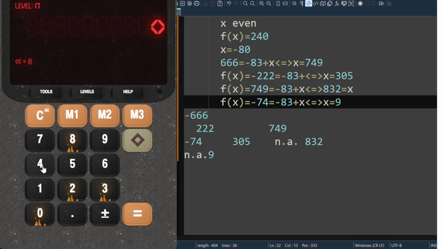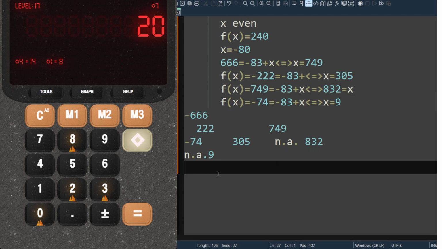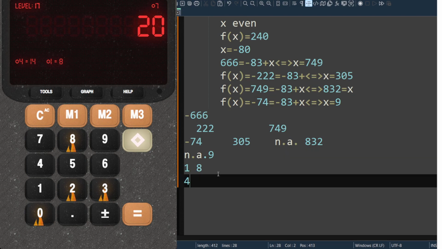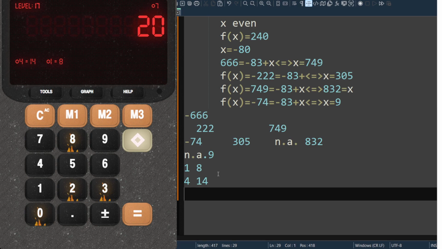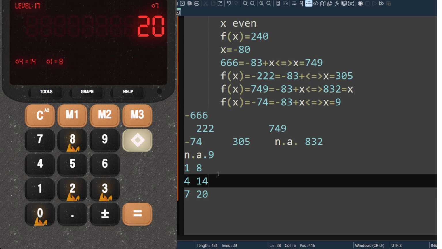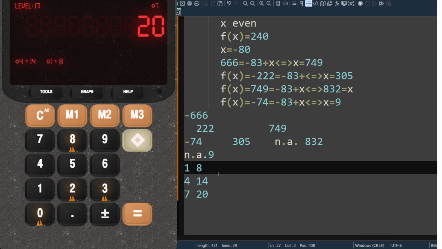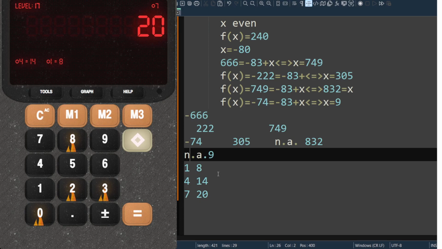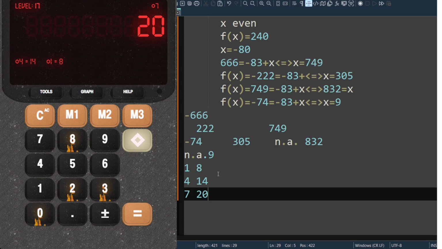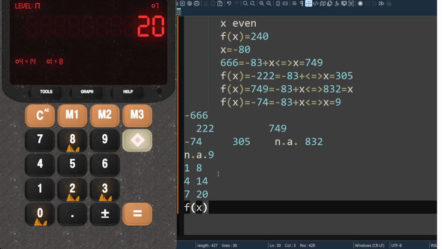1, okay, 8, 4, 14, and 7, 20. So right here we have an increase of 3 on the x scale and 6 on the y scale. Here we have an increase of 3 on the x scale and 6 on the y scale. So the first idea would be f of x equals b plus 6, no, what did I say? 3, 6, 2x. What is b?